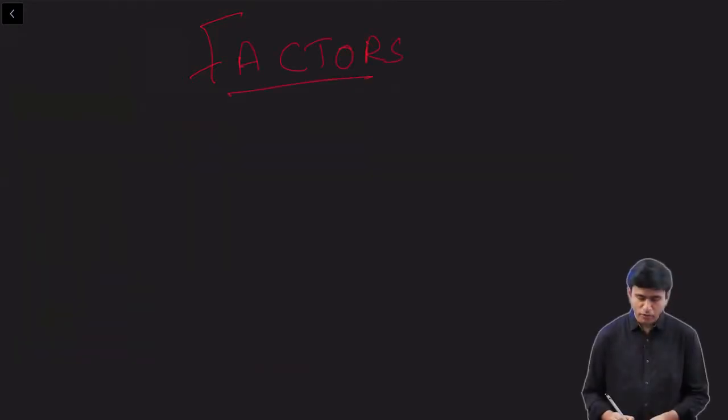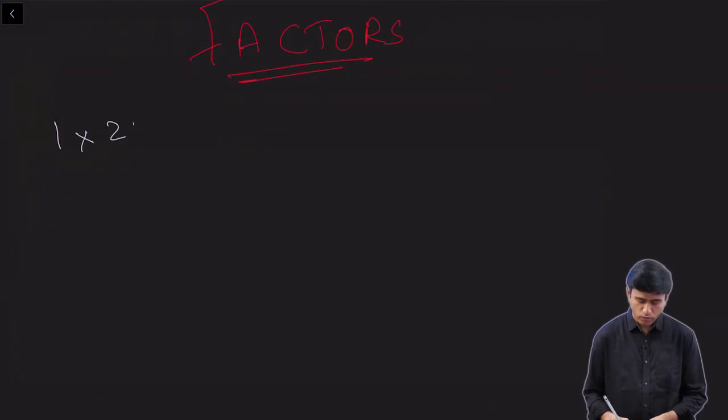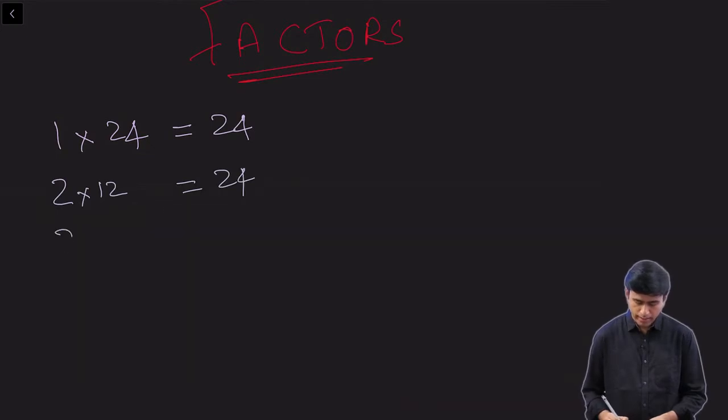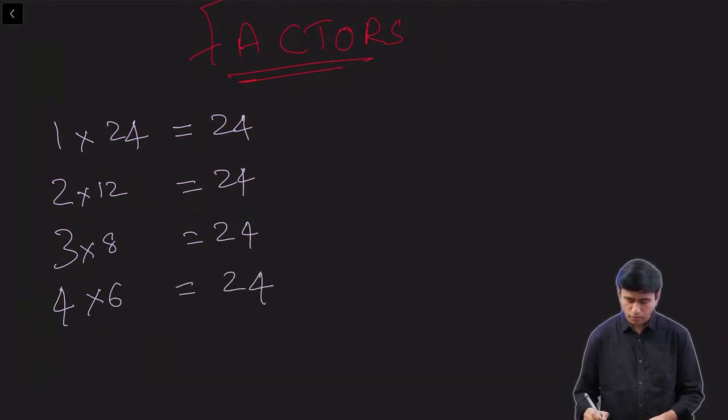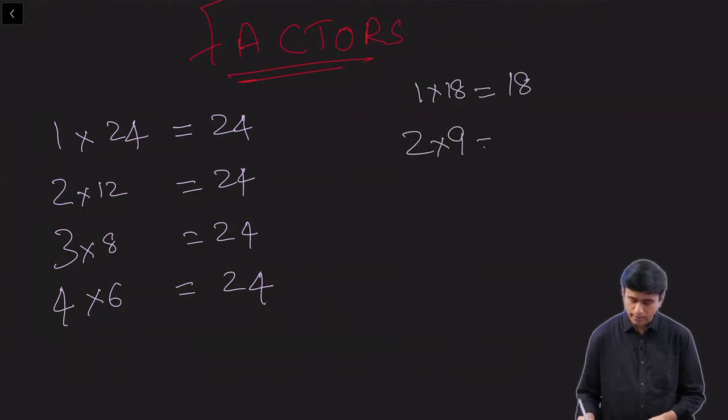Now let's learn about factors. I'm going to write a few multiplication equations. Have a look at it. 1 times 24 is 24. 2 times 12 is 24. 3 times 8 is 24. 4 times 6 is 24. This is the first group. The second group is 1 times 18 is 18, 2 times 9 is 18, 3 times 6 is 18.